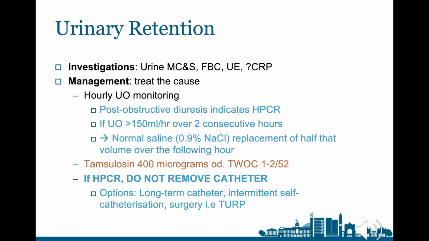If they have high pressure chronic retention, then their catheter must not be removed and they need a plan in place for definitive management. So their options are either a long-term catheter, if the patient is elderly or comorbid, for example, intermittent self-catheterization, where we teach the patient to pass a catheter themselves to drain their bladder, or surgery such as a TURP to debulk the prostate.